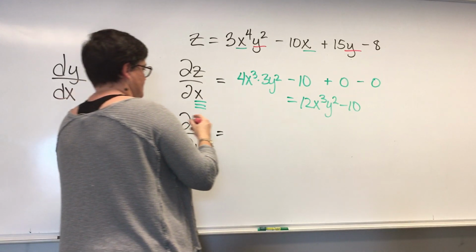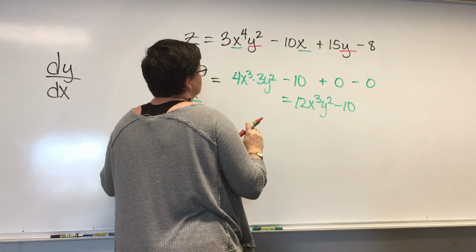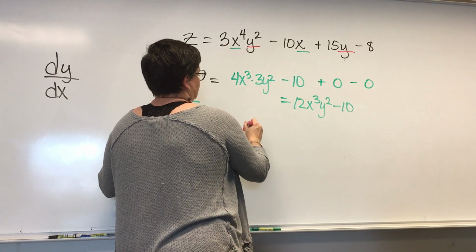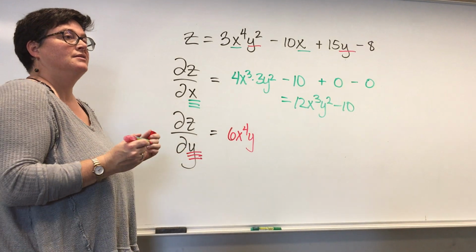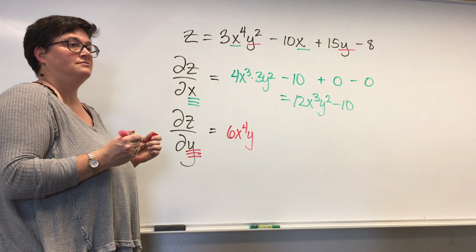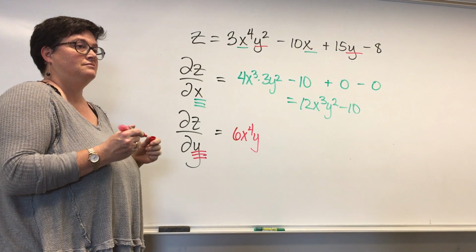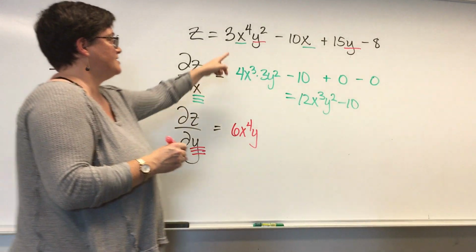I'm going to do it Caitlin's way. I'm going to just dive right in. 3x to the fourth and then 2 times 2y. Or just 6x to the fourth y, right? That's what you wanted. Okay. So there's that one taken care of.